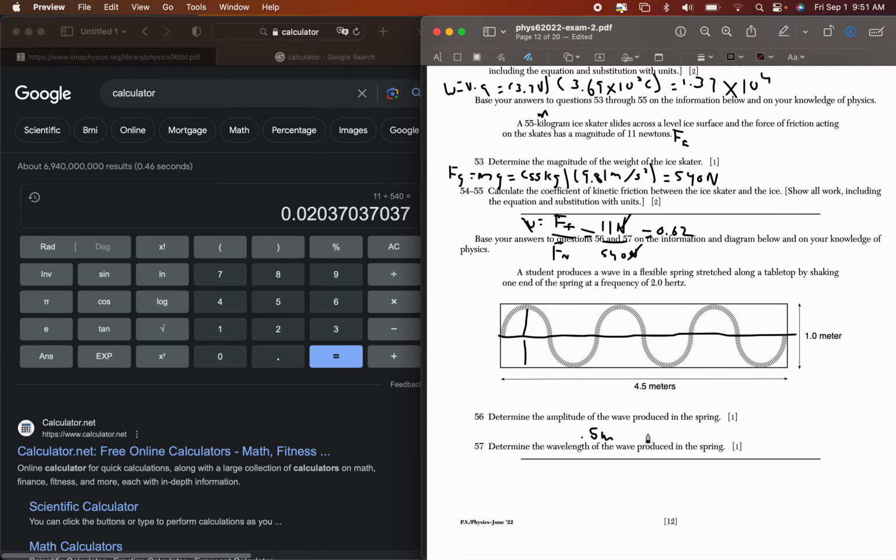Determine the wavelength. Okay. So the wavelength we know is 1 crest, 1 trough. So we go up right here. We go up 1 crest, 1 trough. That's a wave. The wave starts right here, ends right here.